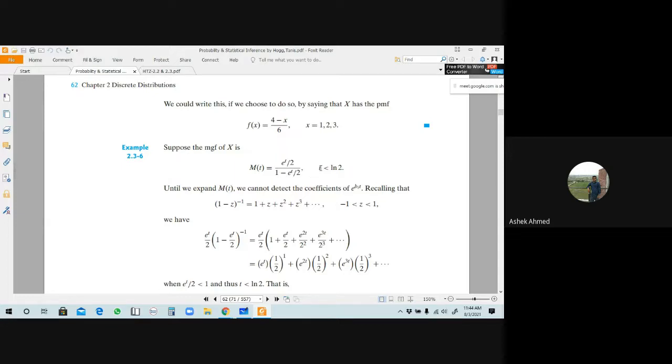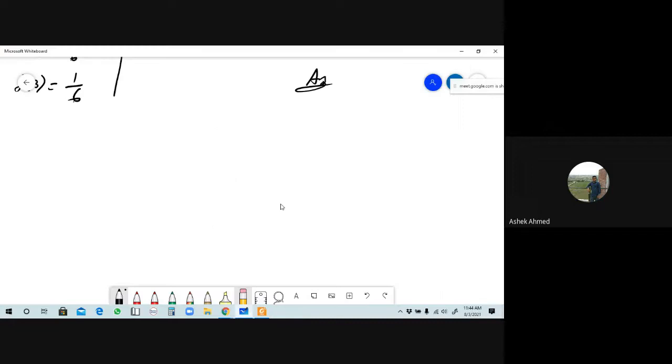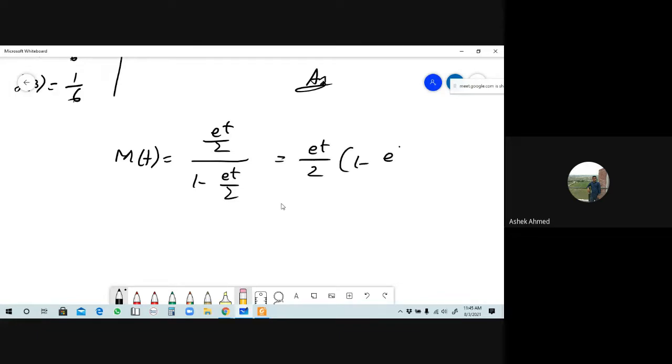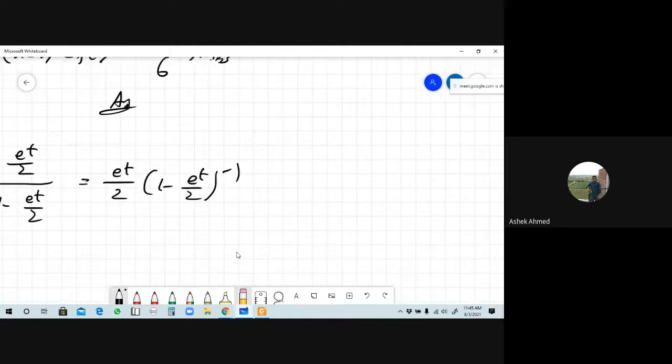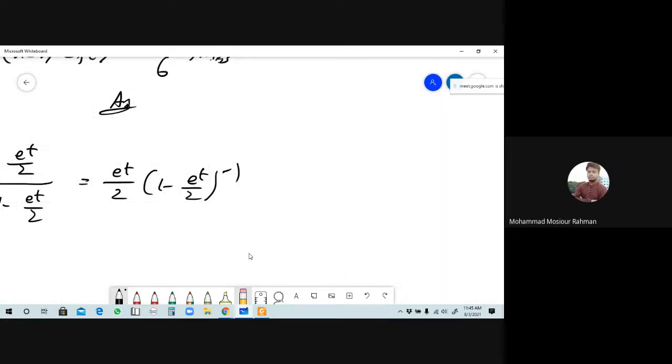For this case, tell me, he has given M of t equal to e to the power t by 2 divided by 1 minus e to the power t by 2. Can you write this as e to the power t by 2 into 1 minus e to the power t by 2 whole to the power minus 1? Is it right? Respond to me.